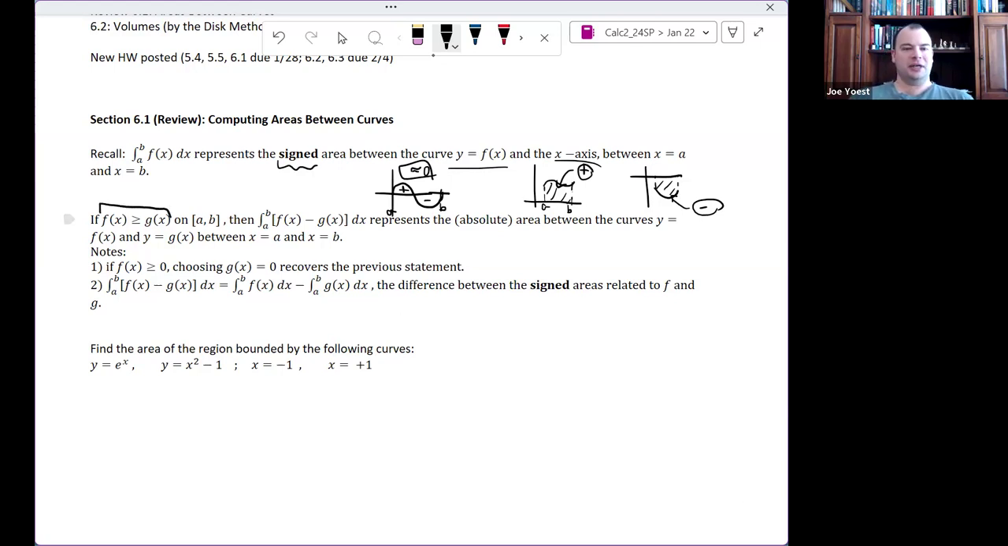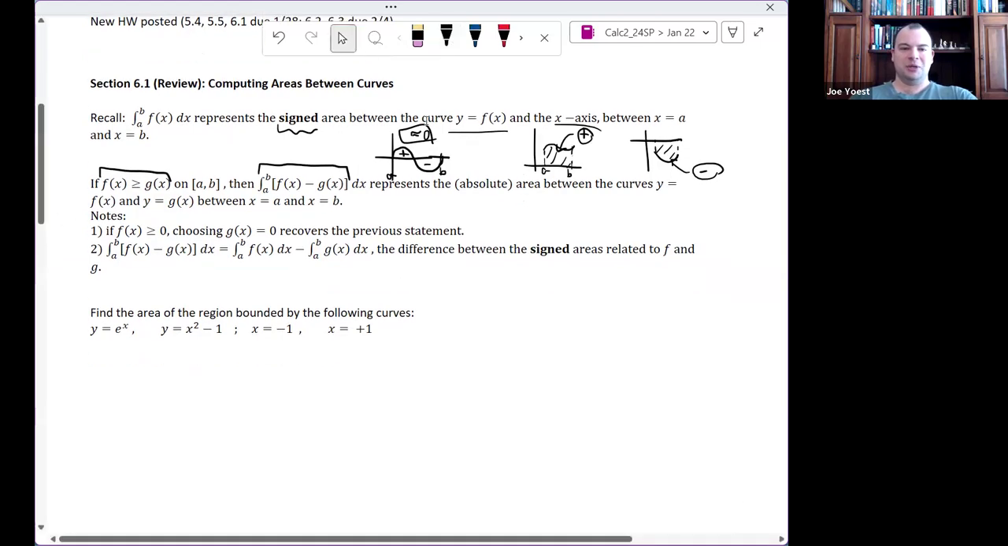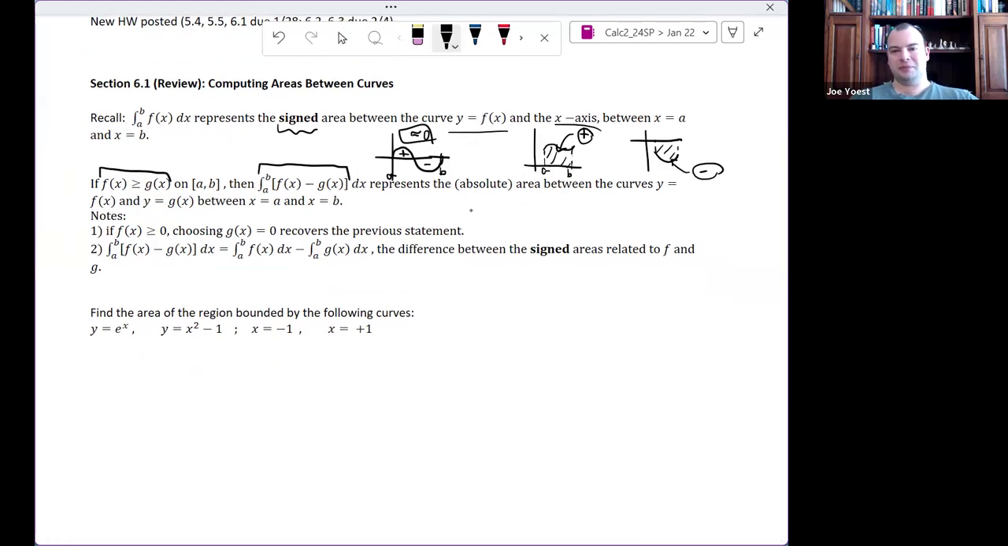If I have a function f of x, which is bigger than or equal to g of x on a to b, then the integral of f minus g represents the area, or we might call it the absolute area, but just kind of the area in a geometric sense, between the curves y equals f of x and y equals g of x, between x equals a and x equals b.